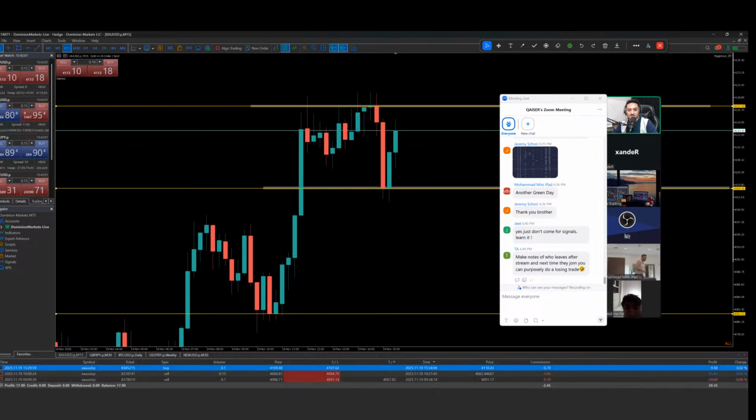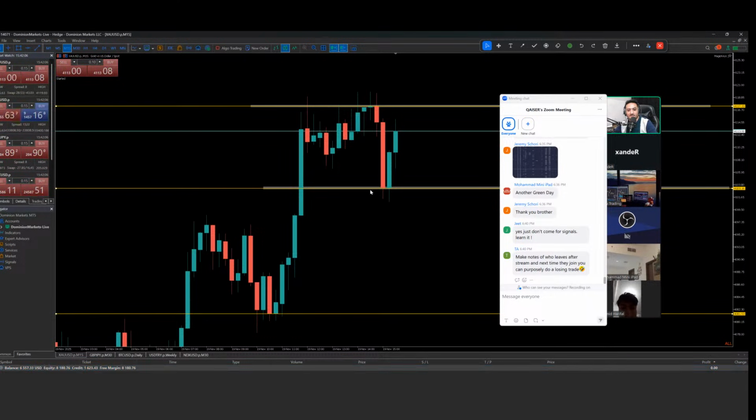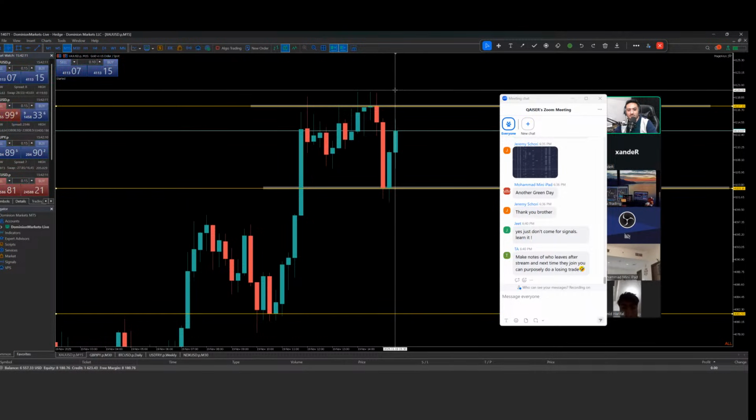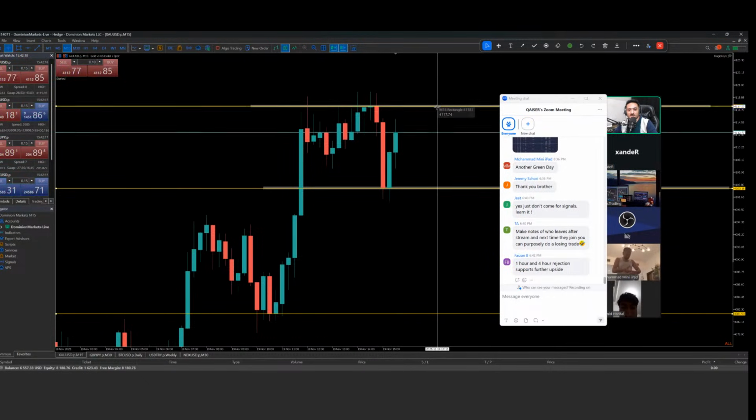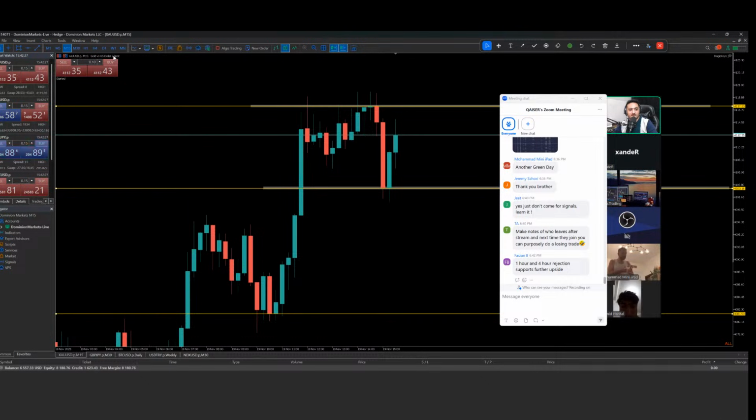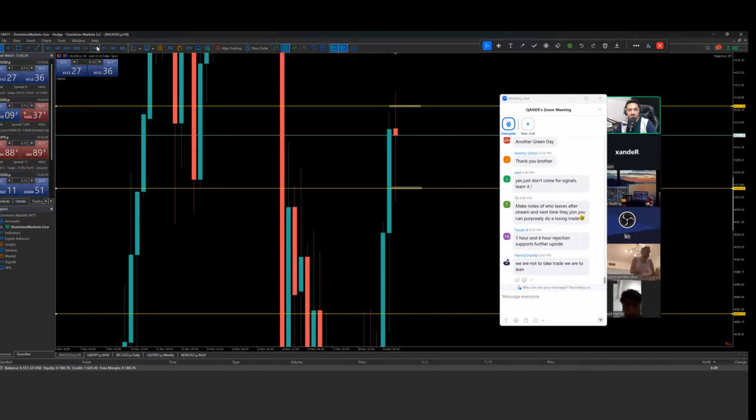I'm going to take one more trade here actually. But for that trade, I would like to see the candle break this rejection. Or if this is continuously pushing upside and creates some kind of resistance, so I can take one more sell. 1 hour and 4 hour rejection support further upside. Okay, let me see this one. We'll see. You know what? It will continuously push upside once this H4 starts flipping and breaks its own high.